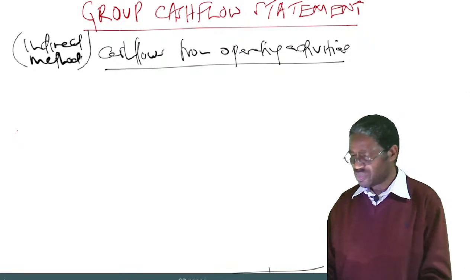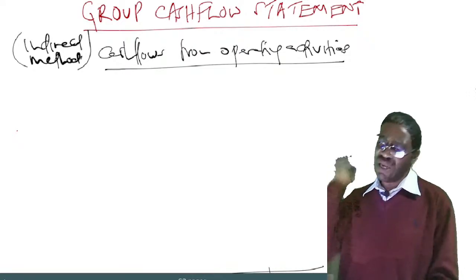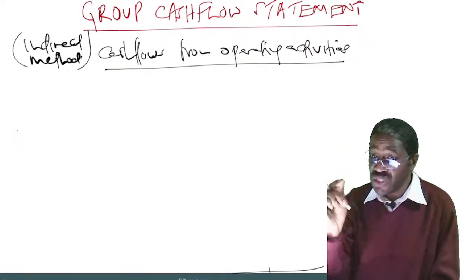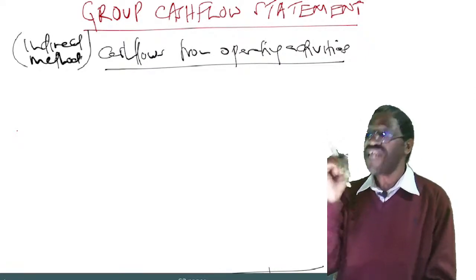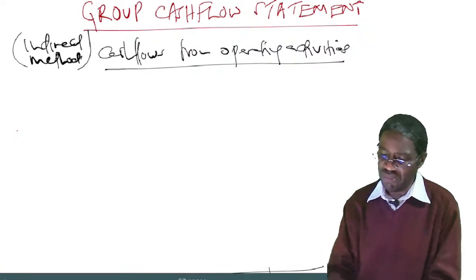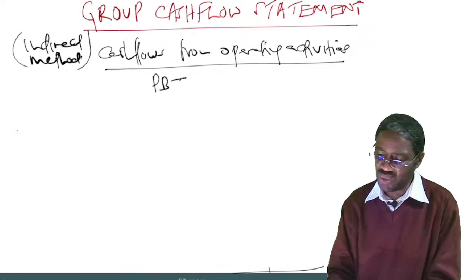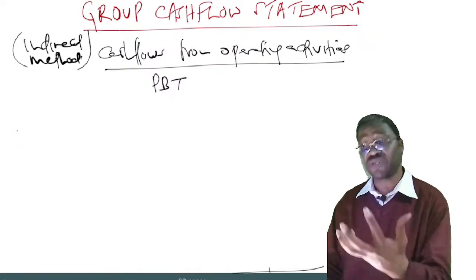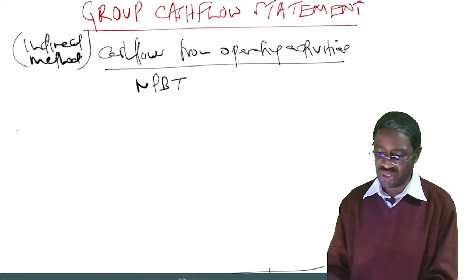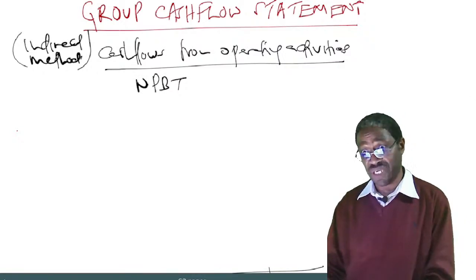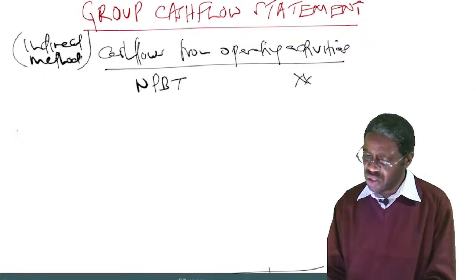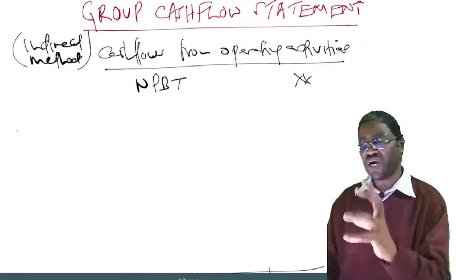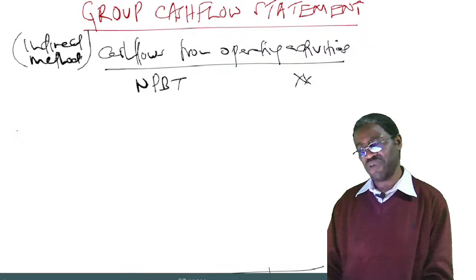Good. Now, to determine the cash flow from operating activities using the indirect method, you remember you had to start with what we call net profit before tax, or profit before tax. In other words, go to the income statement of this company and find out what their profit before tax was.